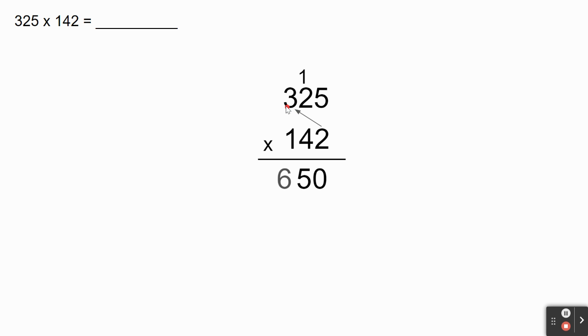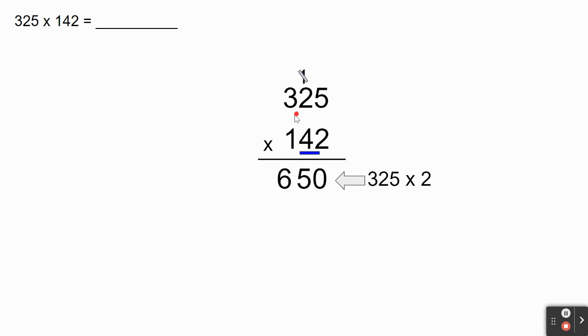Here we have 325 times 142. First, we're going to line these numbers up vertically, which means one on top of the other. We're first going to be multiplying 325 times 2, since the 2 is in the ones place. 2 times 5 is 10. So we'll place a 0 in the ones, regroup a 1 to the top of the tens place. Next, we'll multiply 2 times 2 to get 4, plus 1 to get 5. Now we'll multiply by the hundreds place. 2 times 3 is 6. So 325 times 2 is 650.